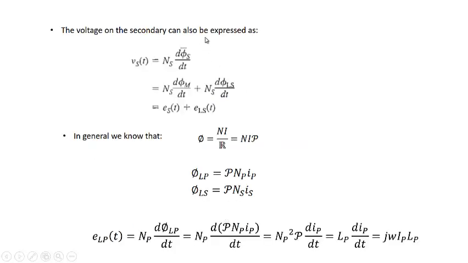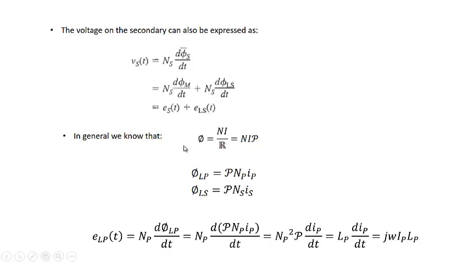On the secondary side, we have the same sort of equation. Vs is equal to Ns d phi s by dt, where when we replace this by phi m plus phi ls, it will be equal to Ns d phi m by dt plus Ns d phi ls by dt. The first term is the voltage induced on the secondary side, and this is the voltage drop due to the leakage flux.